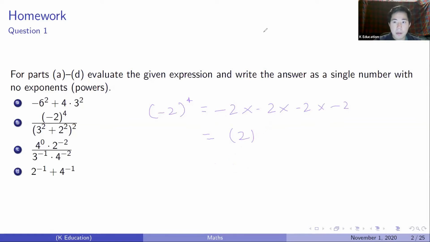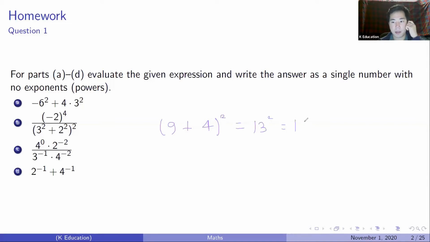Okay, and you can do a similar thing with the denominator. 3² is 9, 2² is 4, and you square that, so that will be 13², which is 169. So your answer here was 13 over 169. So yeah, you could have done a similar thing with the rest.